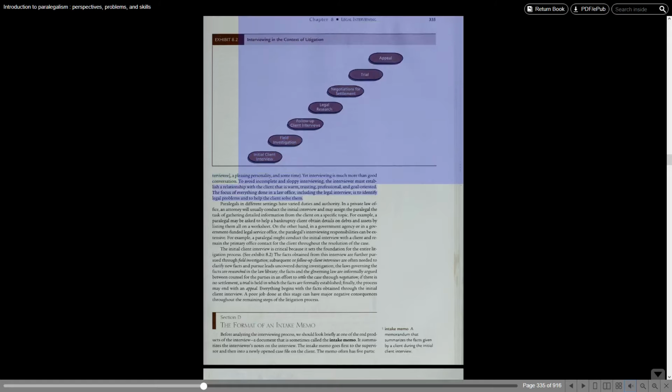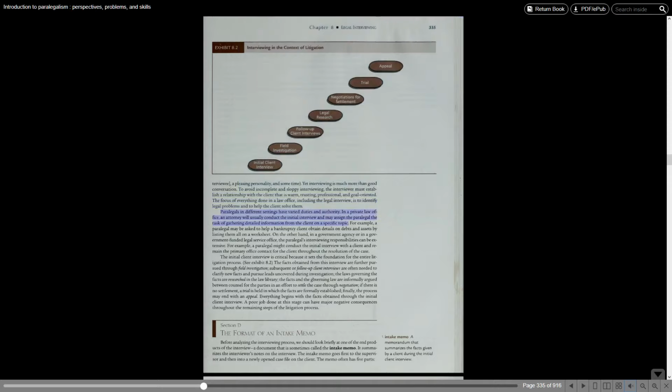Interviewing in the context of litigation, negotiations for settlement, field investigation, and the initial client interview requires a pleasing personality and some time. Yet interviewing is much more than good conversation. To avoid incomplete and sloppy interviewing, the interviewer must establish a relationship with the client that is warm, trusting, professional, and goal-oriented. The focus of everything done in a law office, including the legal interview, is to identify legal problems and to help the client solve them.